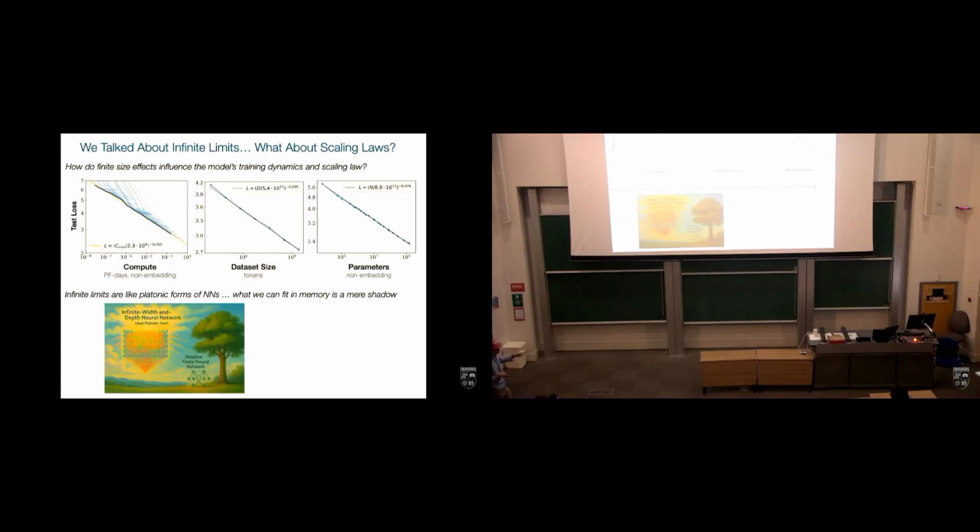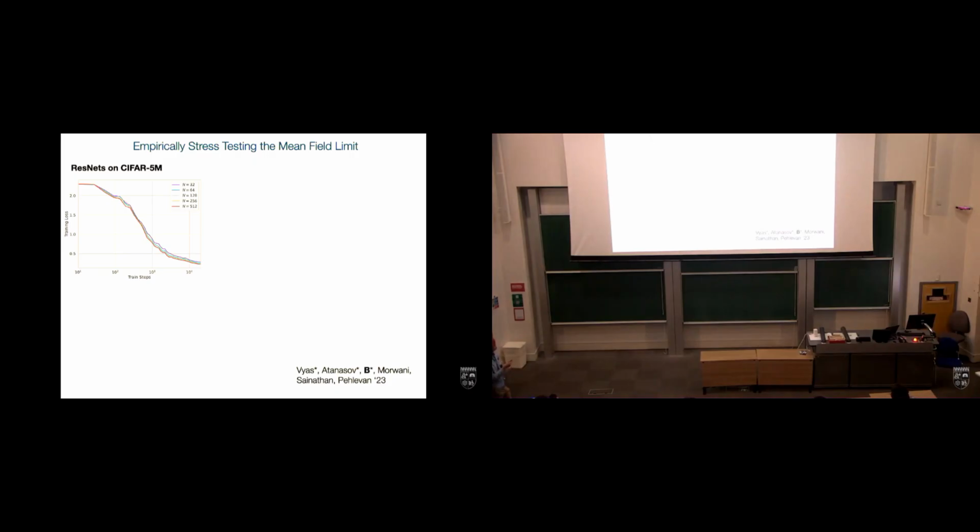So all I've described so far up to this point in the talk is describing infinite limits. Okay, and so sometimes things converge on some tasks and some architectures. They converge really fast. So this is ResNets on CIFAR-5M, so just an image classification problem. And these are different widths. And you can see that the dynamics are quite tight across widths over a long period of training.